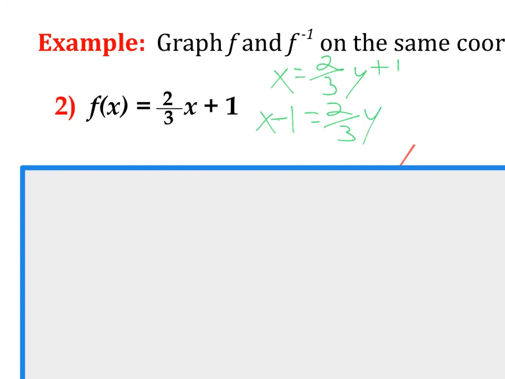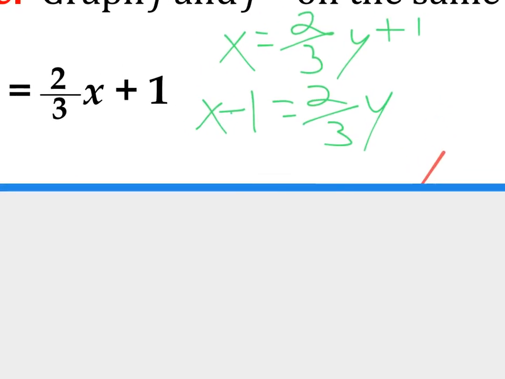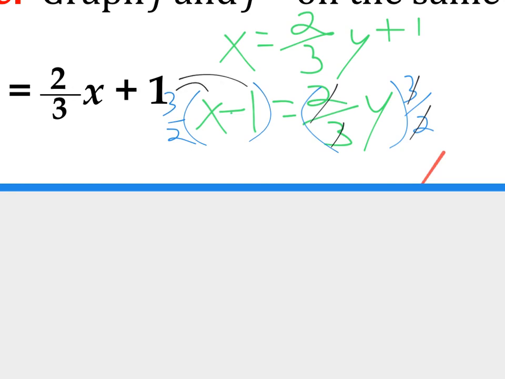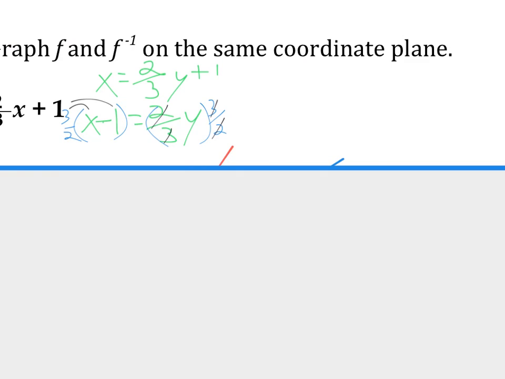And then right here, to get rid of that 2/3, kind of what we talked about on a previous example, we'd have to multiply both sides by its reciprocal, which would be 3/2. So over here on the right side, the 2's cancel, the 3's cancel, we're just left with y. That's what we want. Over here on the left side, we'd be able to distribute that in. So we would have 3/2 x minus 3/2, or if you wanted to use 1.5s here, you could, and that would be our inverse function.